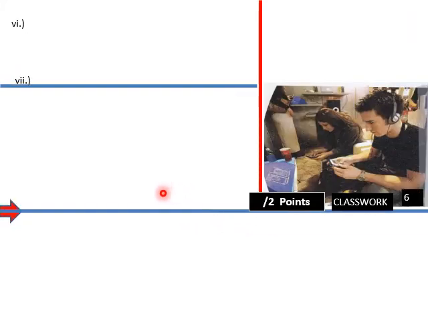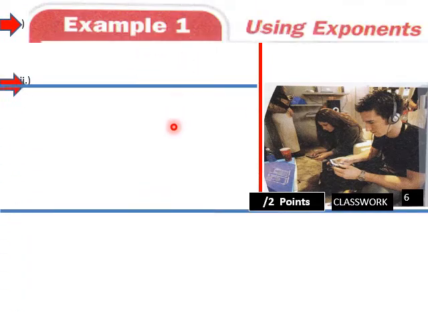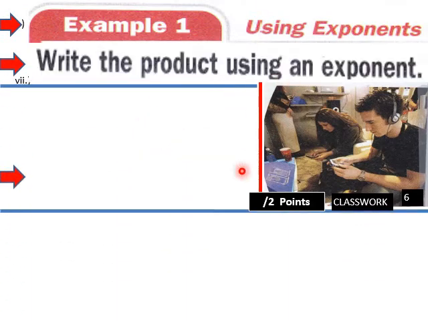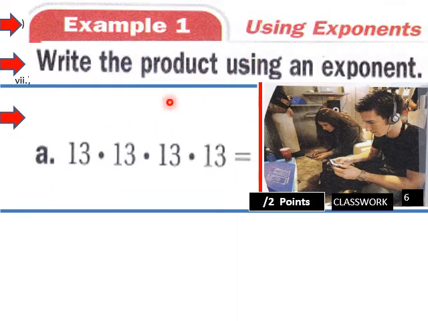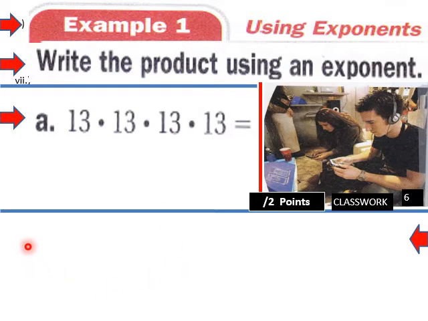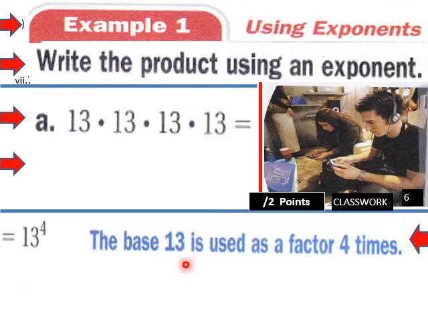And we go into our first example here. Example 1, using exponents. Write the product using an exponent. So 13 times 13 times 13 times 13 equals what? So write this product with an exponent. How would you do that? 13 to the 4th power. The base 13 is used as a factor 4 times.